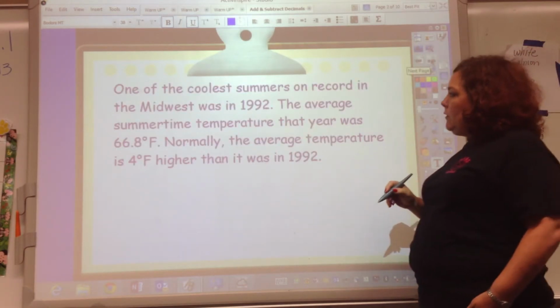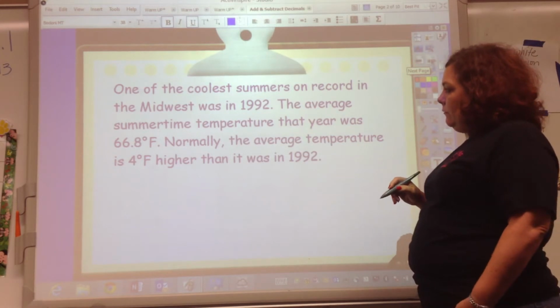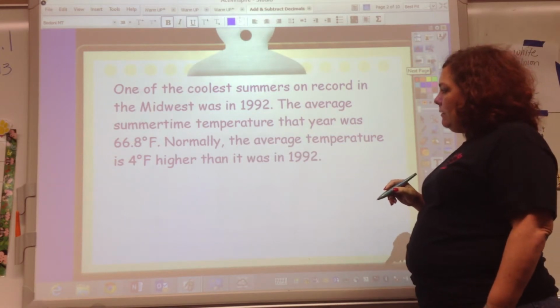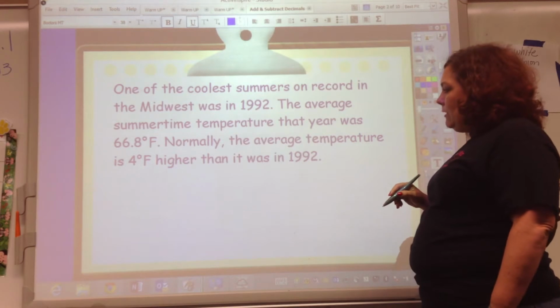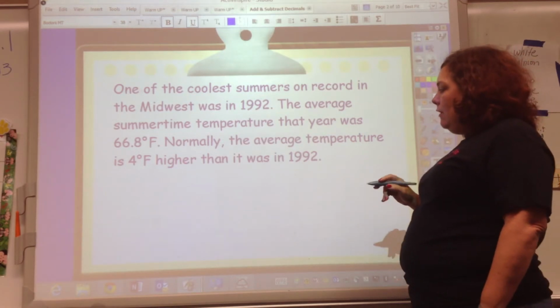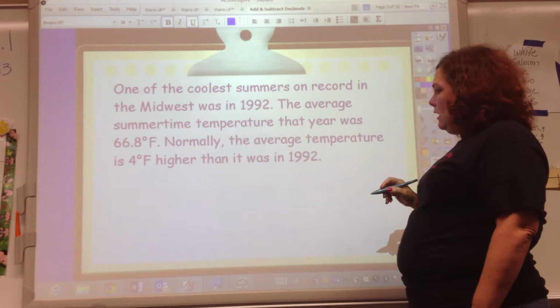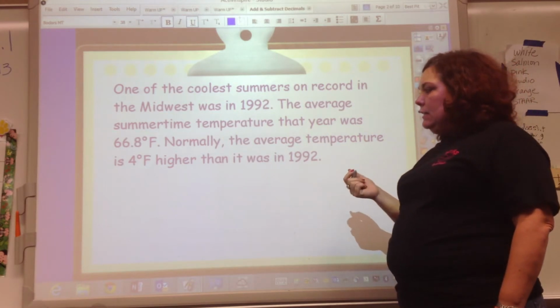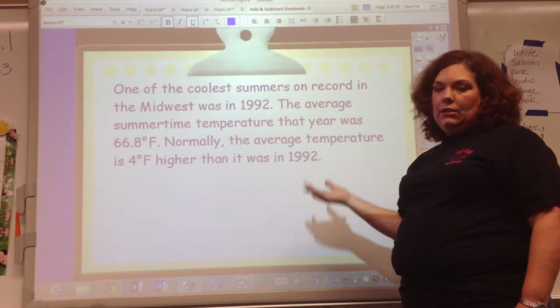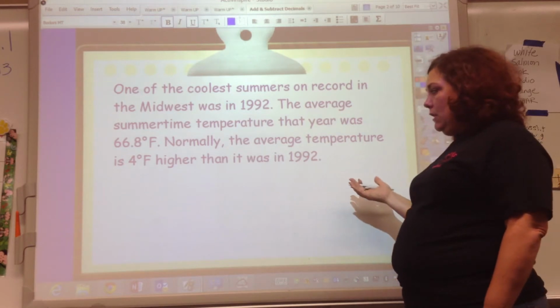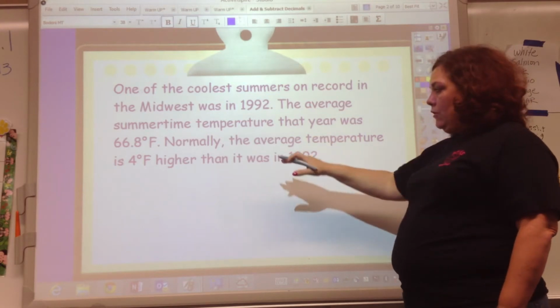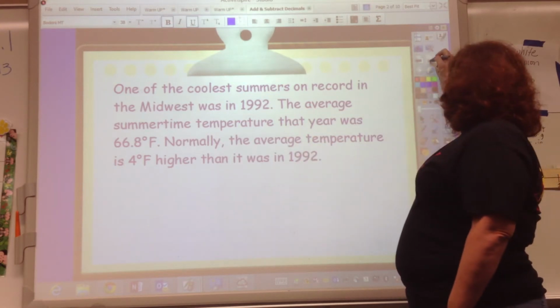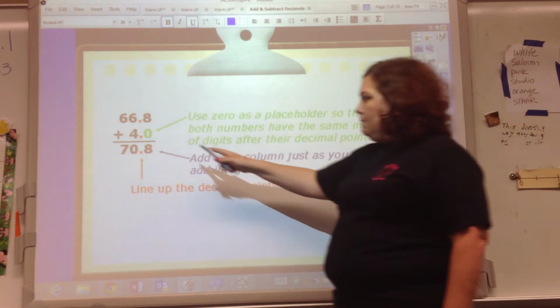One of the coolest summers on record in the Midwest was in 1992. The average summertime temperature that year was 66 and 8/10 degrees Fahrenheit. Normally, the average temperature is 4 degrees Fahrenheit higher than it was in 1992. So it's asking you what the temperature was in 1992. So it was 4 degrees higher, so you're actually going to have to add.